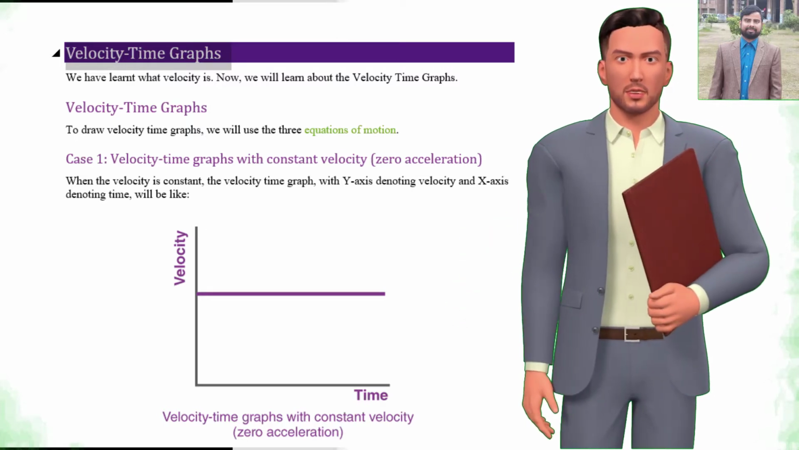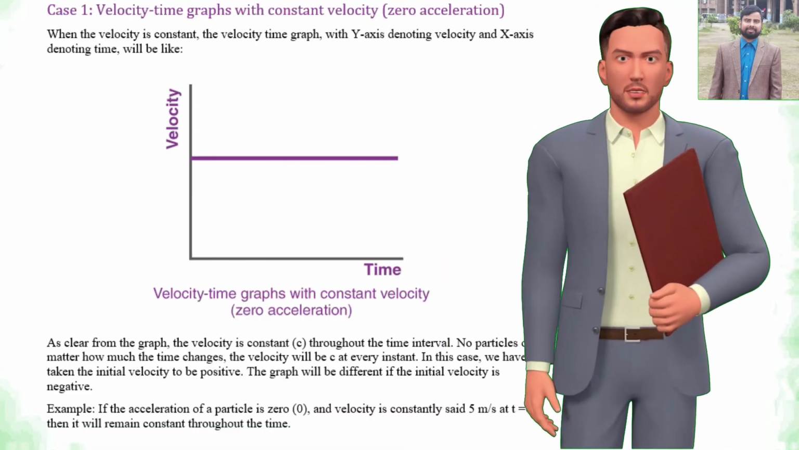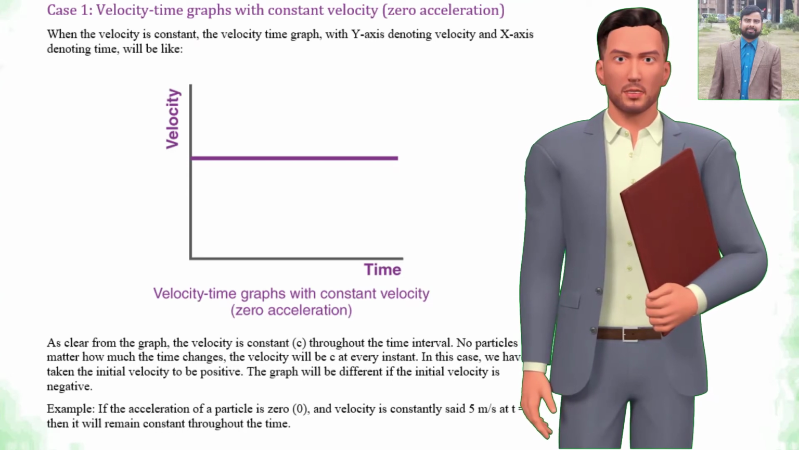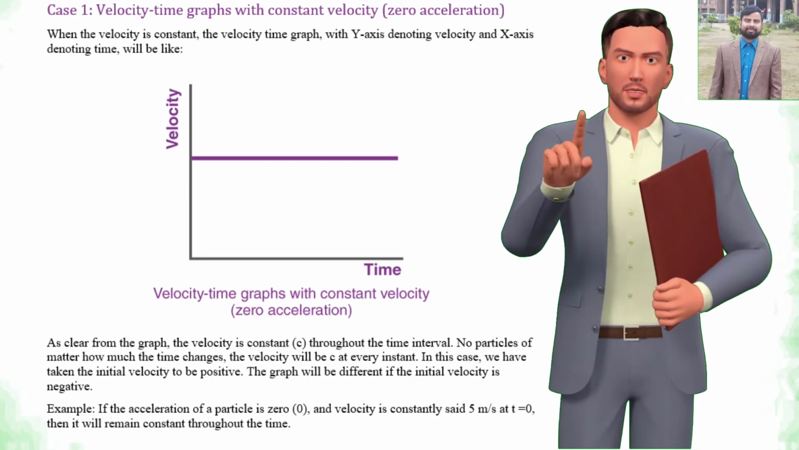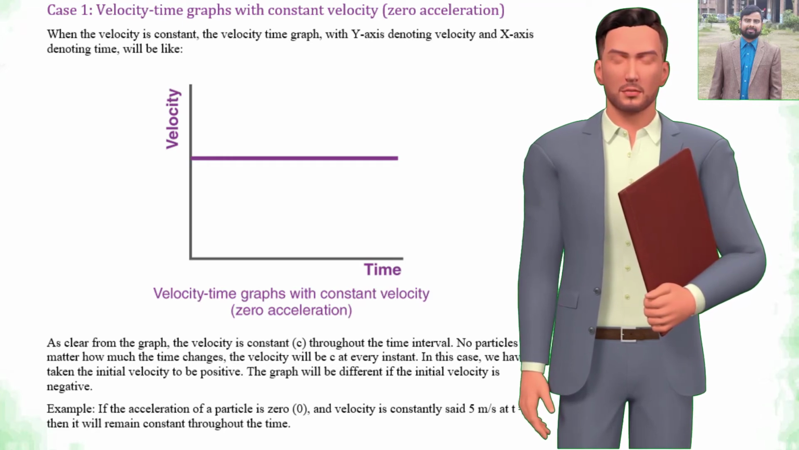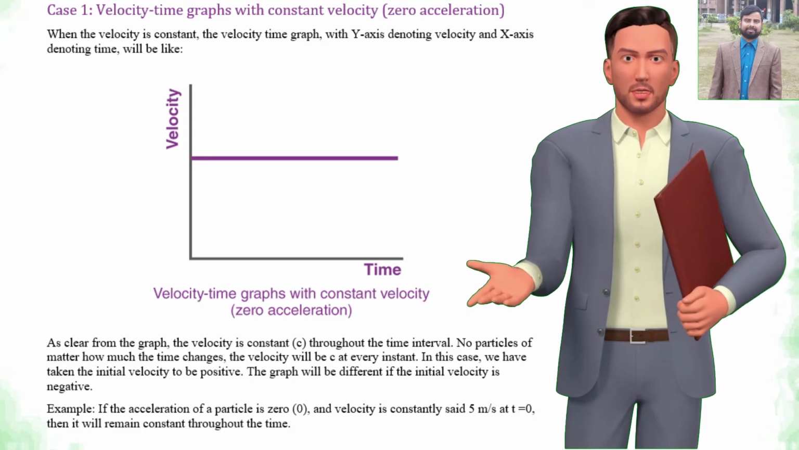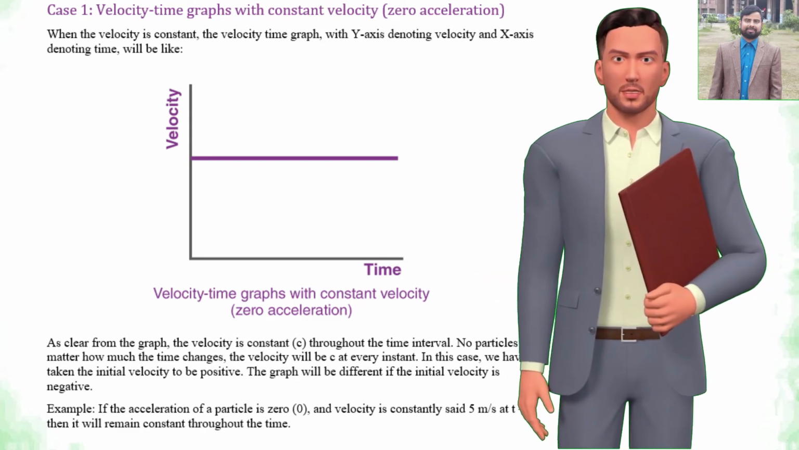Case 1. Velocity-time graphs with constant velocity, zero acceleration. When the velocity is constant, the velocity-time graph, with y-axis denoting velocity and x-axis denoting time, will be like this. As is clear from the graph, the velocity is constant, c, throughout the time interval. No matter how much the time changes, the velocity will be c at every instant.